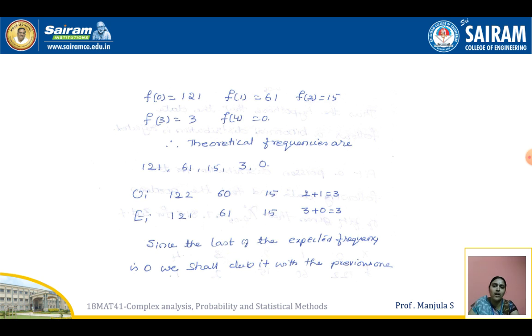Now Oi is already given in the question, and Ei we just got. As I told you, because degrees of freedom are given as 3, the last value is very small, so you can merge. So 2 plus 1 equals 3, and 3 plus 0 equals 3. Since the last expected frequency is 0, we can merge that value.